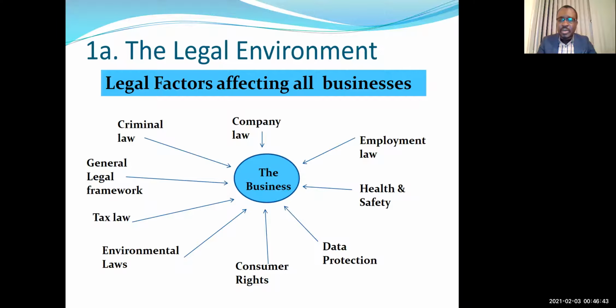Criminal law, company law, employment law, health and safety regulations, data protection, customer rights, environmental laws, tax laws, and the general legal frameworks affect the operations of the business. We must always operate within and comply with these laws and regulations, these edicts and decrees. Otherwise, we'll end up infringing upon fundamental human rights, and this will cause the company to suffer.